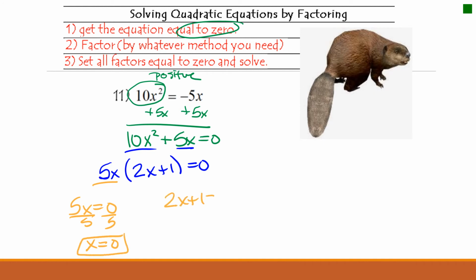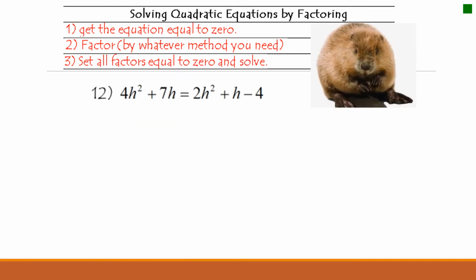2x plus 1 could equal 0. Subtract the 1 and divide by 2. X is -1/2. All right, let's try the next slide. We're getting close to the end.